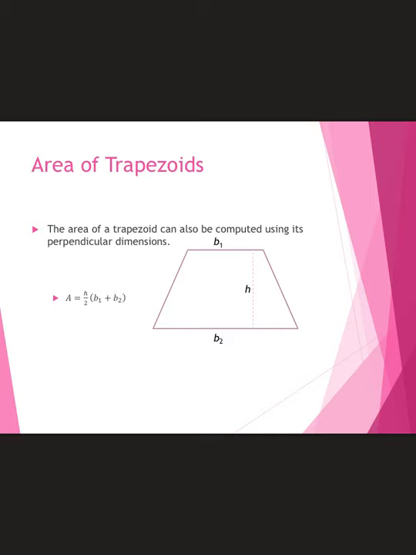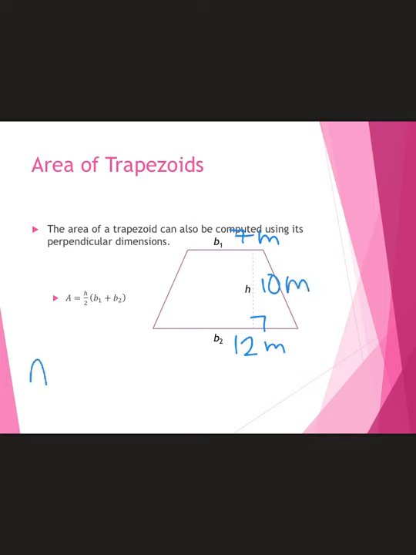The area of a trapezoid can be computed using its perpendicular dimensions as well. So we're going to be using the base 1. So you can see these are our parallel lines. Base 1 and base 2 are your parallel lines, and then your height is that perpendicular that's dropped down between the bases. So I'm going to put in some numbers here. Let's say that this is 12 meters. We'll say this one is 7 meters, and we have a height here of 10 meters.